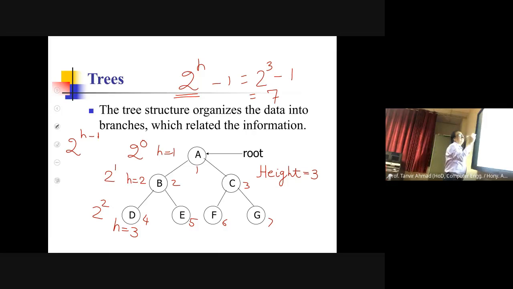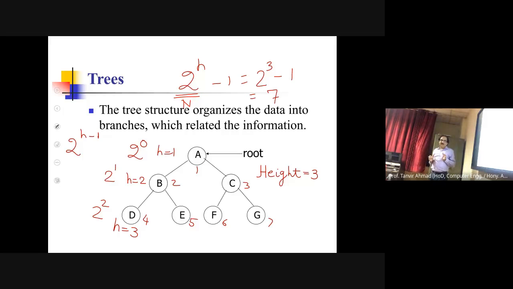Now you can replace this with n, where n is the n-ary tree. Now this is the general rule. The number of nodes in a tree of height h is 2 to the power h minus 1. If it is not a binary tree, it is n to the power h minus 1. That is what you are asked in the questions.